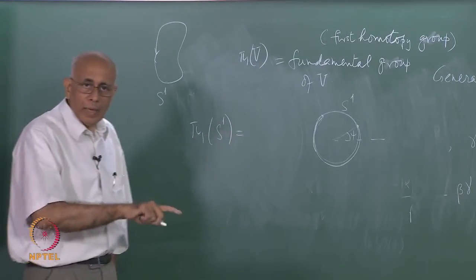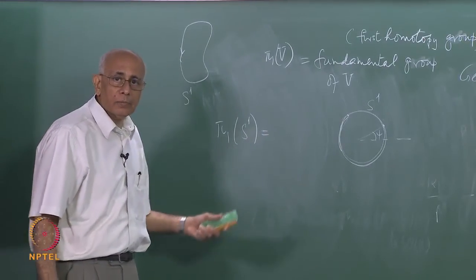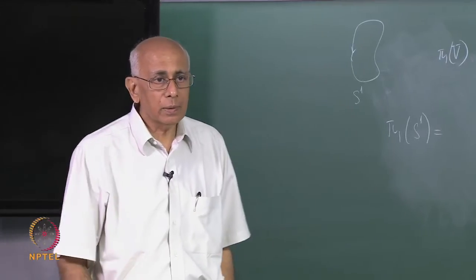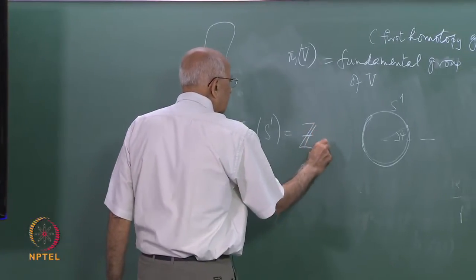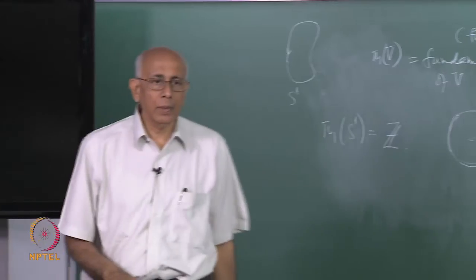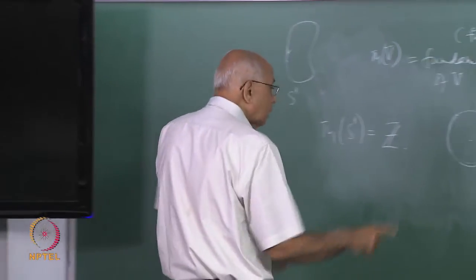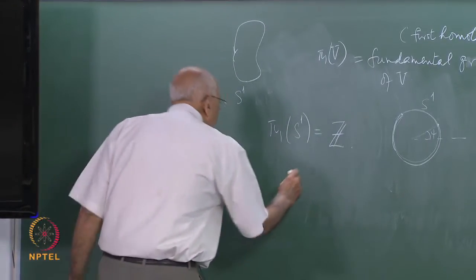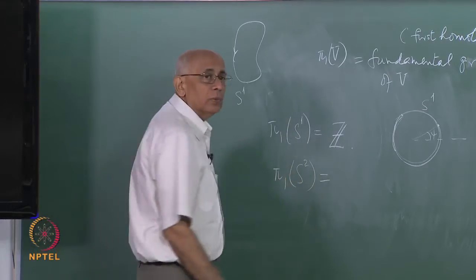By equal to I mean isomorphic to, right. We can put all the elements of this group into one-to-one correspondence with a set of integers, right. So this thing here is the group of integers Z itself. You can do this for any space actually. So let us suppose you take the surface of a sphere, a balloon, that is S2, and I ask what is pi 1 of S2 equal to.